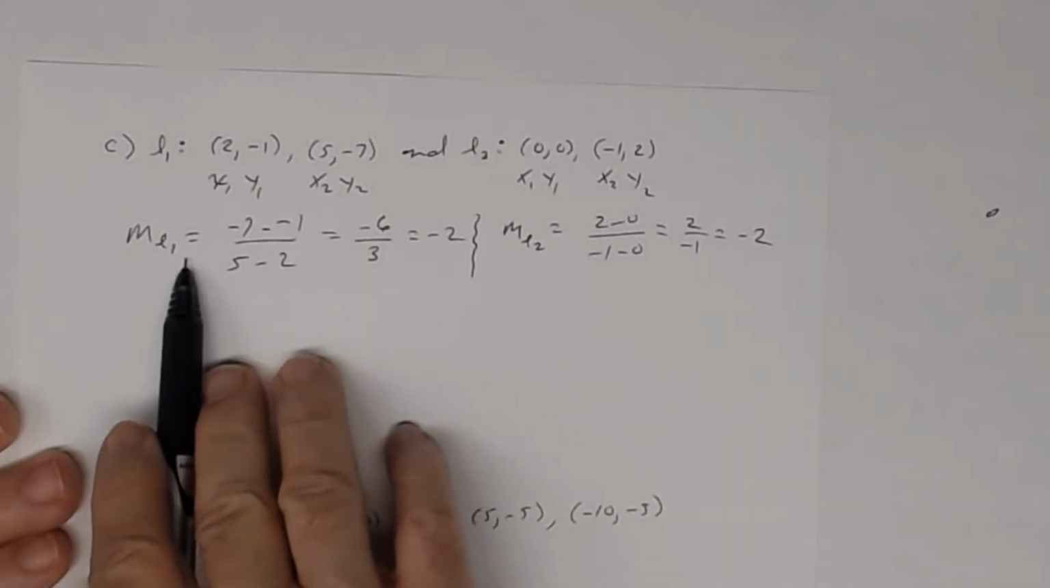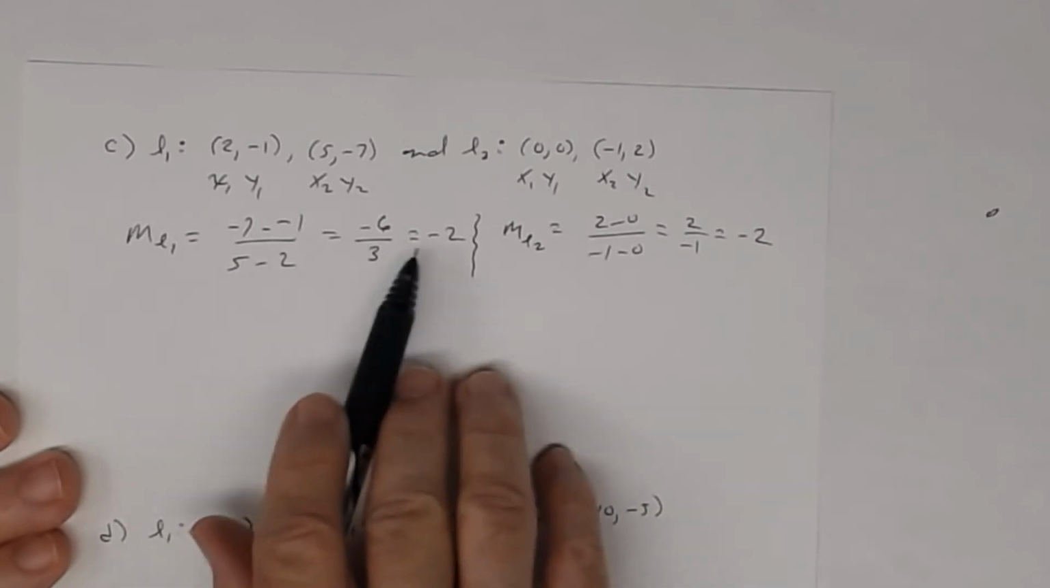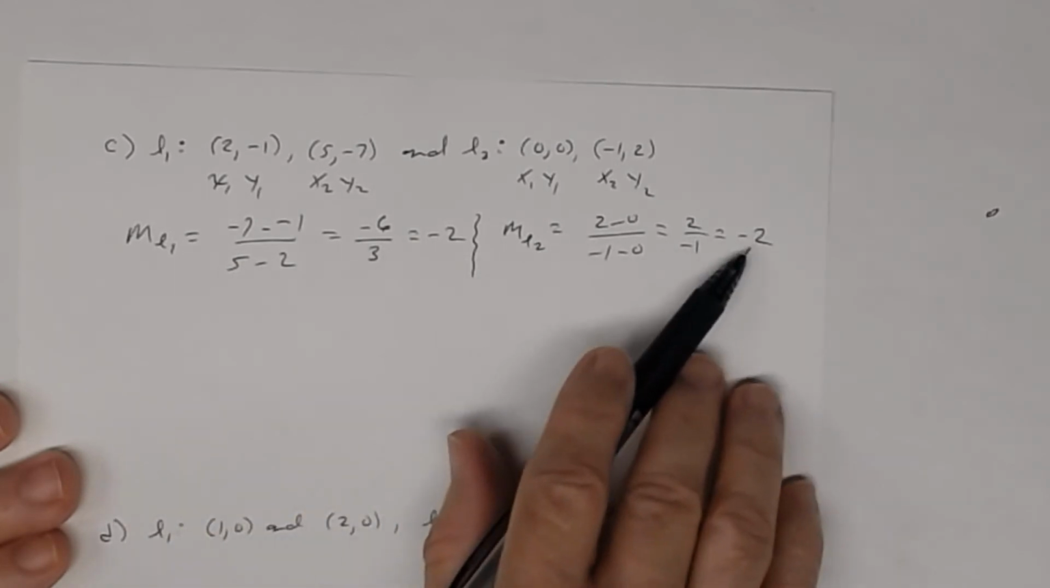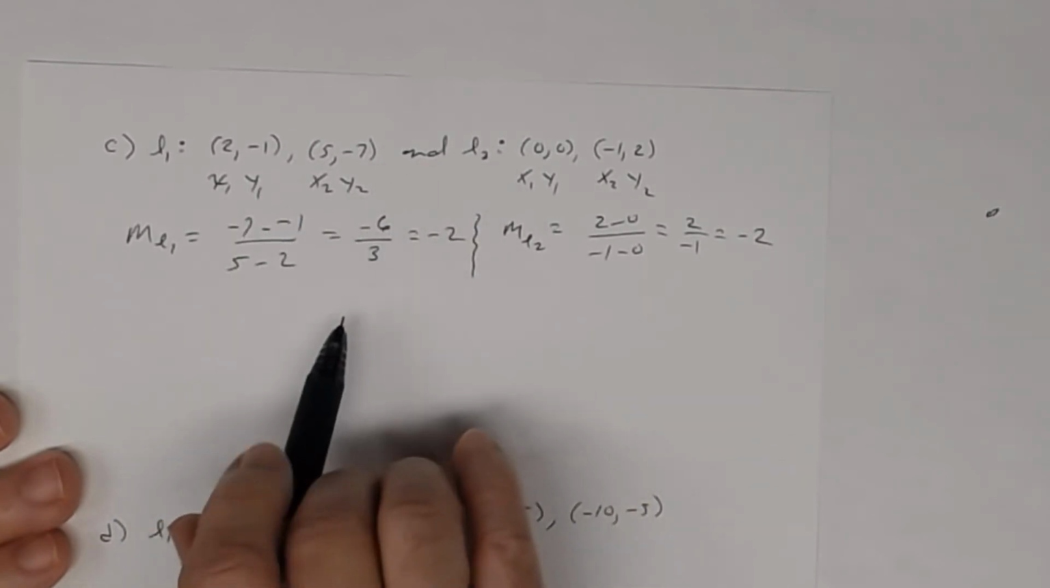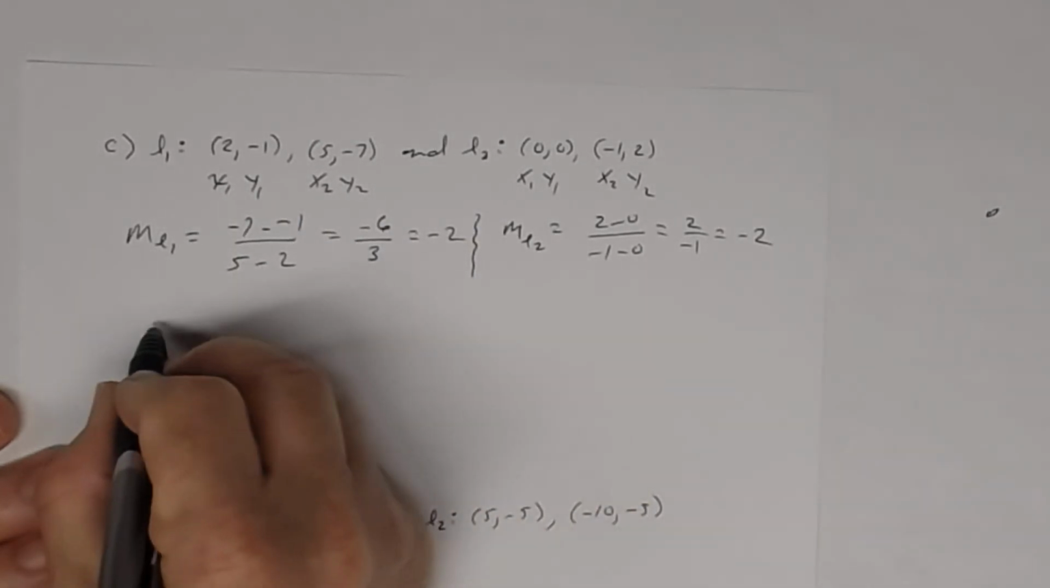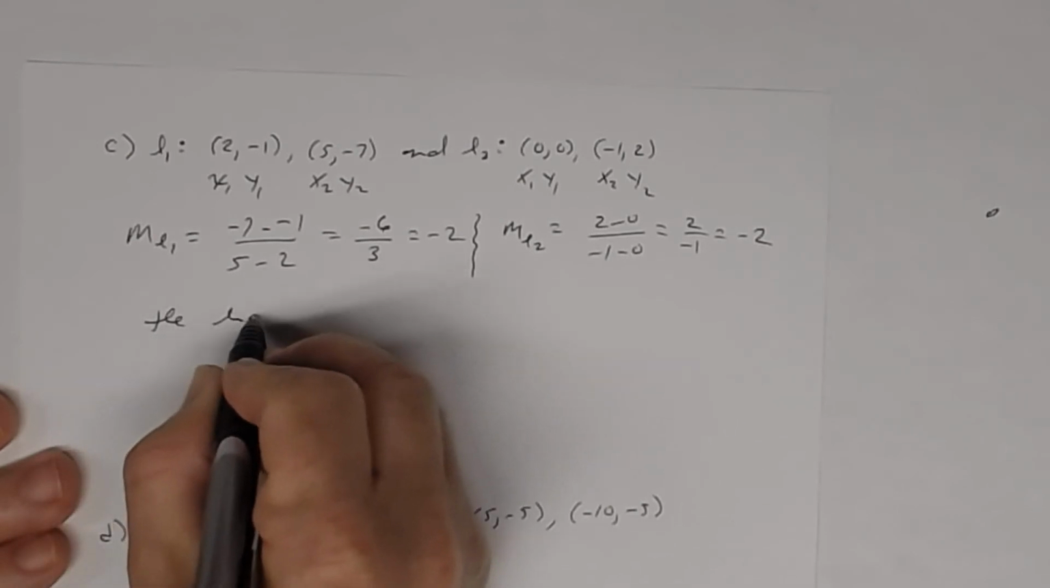So what do you notice about the slopes of those two lines? The slope of line 1 is negative 2. The slope of line 2 is negative 2. So what can you say about those two lines? Those two lines are therefore parallel. So the lines are parallel.